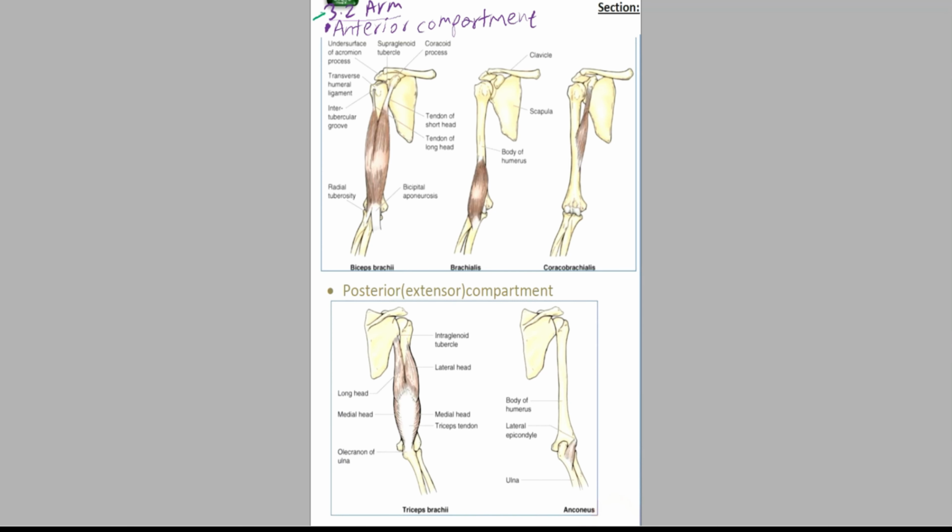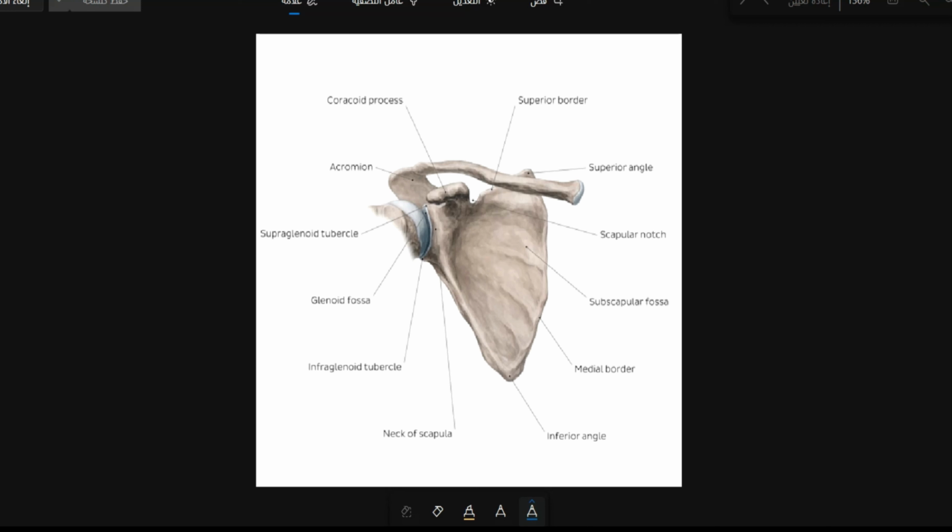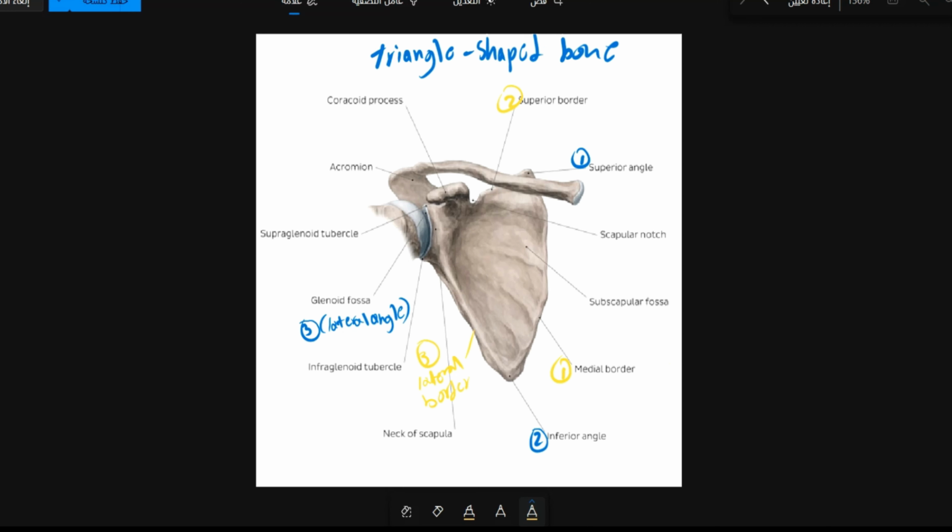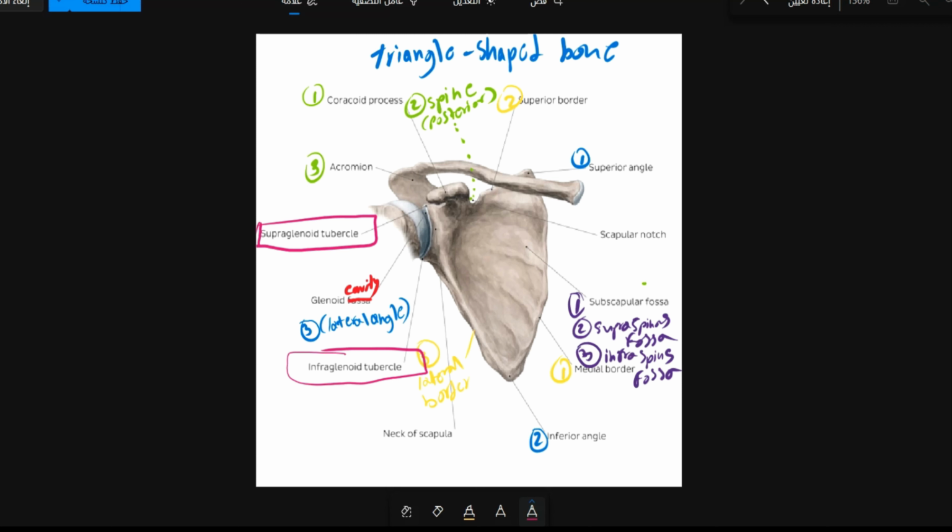Today we have the muscles of the upper arm. They are very easy, but you need to revise the bony landmarks first. I told you before, the scapula being a triangular shaped bone has three of everything, whether angles, borders, processes, or fossae. However, we have only two tubercles, the supraglenoid tubercle above the glenoid cavity and the infraglenoid tubercle below it.